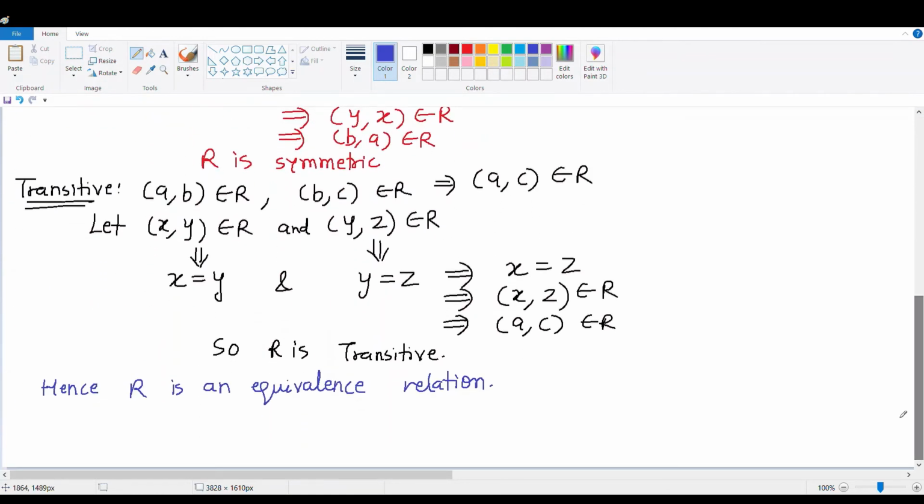Find the set of all elements which are related to 1. Let me just rewrite that part. So A was 0, 1, 2, 3 and so on till 12, and our R was (a, b) where a is equal to b. We just proved that it is an equivalence relation, and now we need to find the equivalence class of 1.